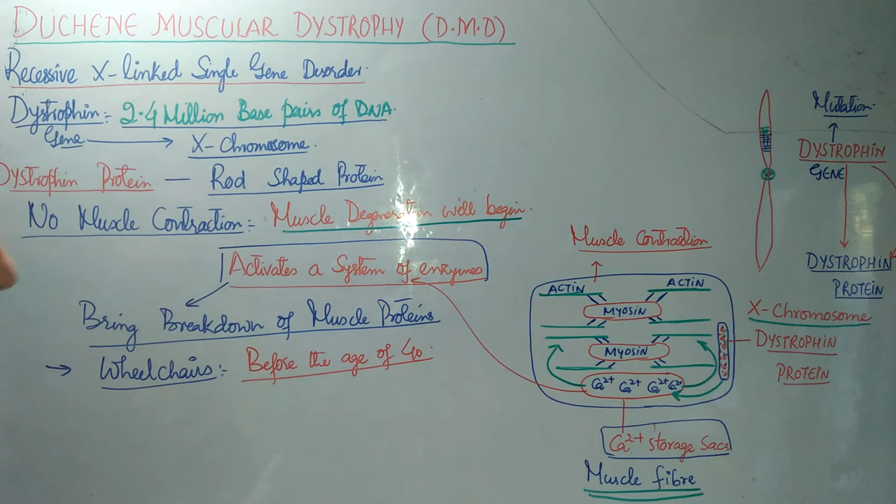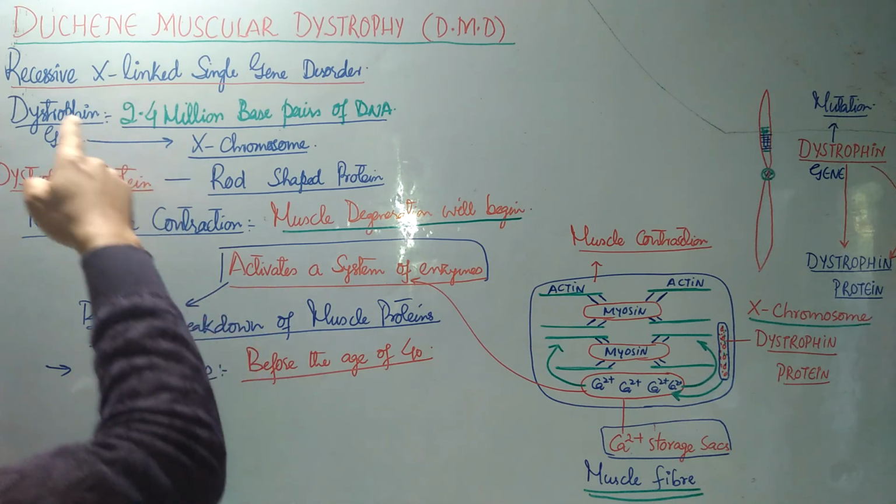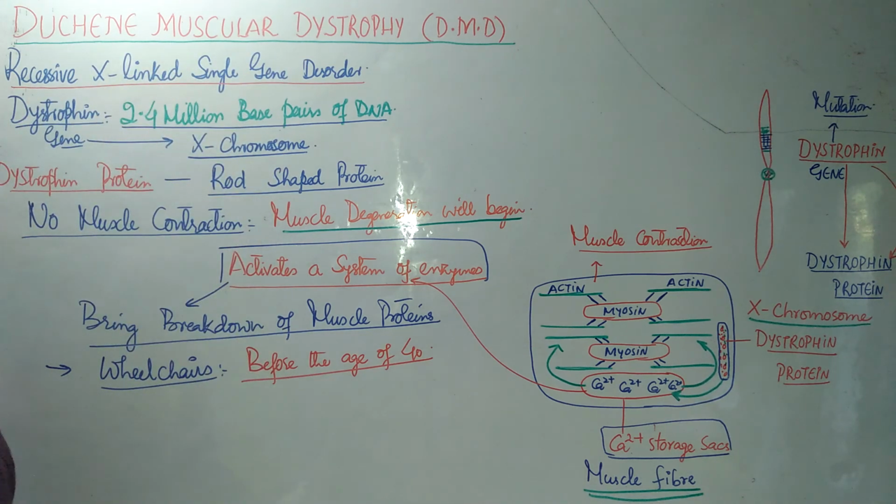Hope that you have understood the normal functions of the dystrophin gene, and when the dystrophin gene undergoes mutation, you might have understood how Duchenne muscular dystrophy occurs.